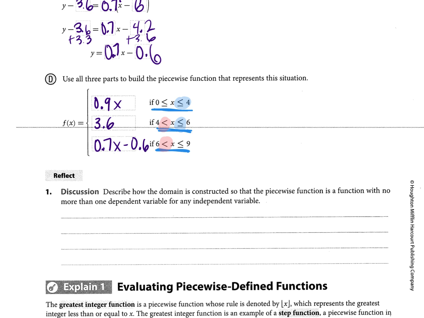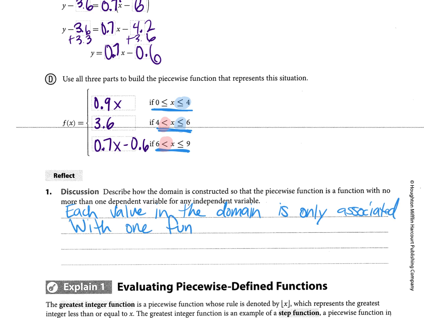And the reason for that is each value in the domain is only associated or assigned to one rule, or one function rule. It is not expected to behave in 2 different ways with the same input. It only has to work for one rule.